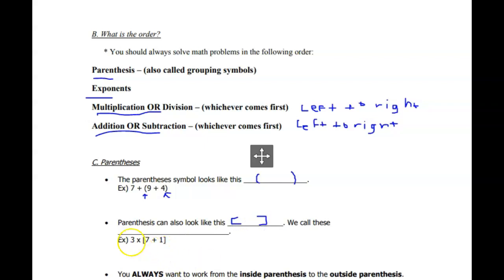Okay? These are called brackets. I want you guys to write that down. These are brackets. We treat brackets just like parentheses. So if I look at this example, this is a bracket. I am going to work with that bracket first. I'm going to work inside that bracket first.